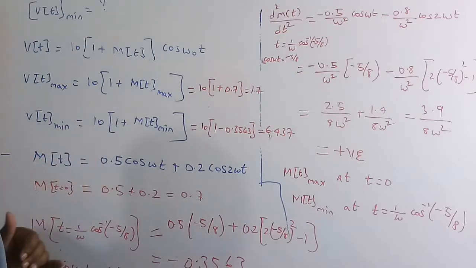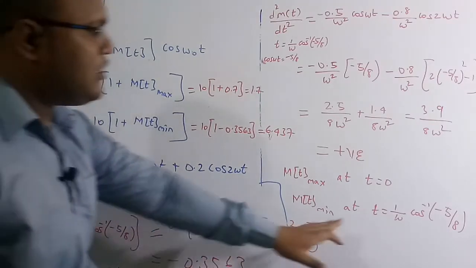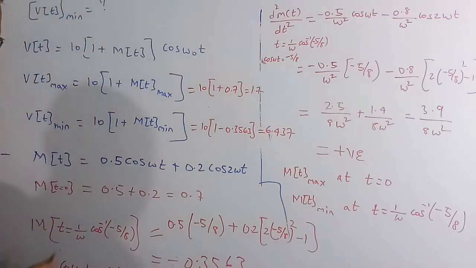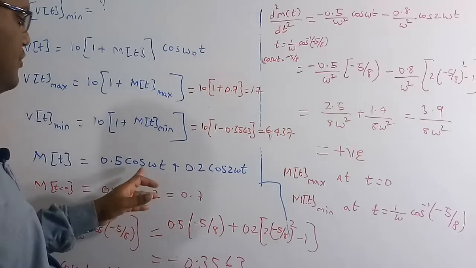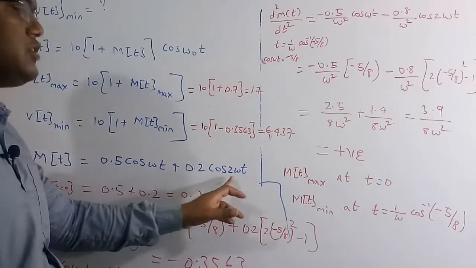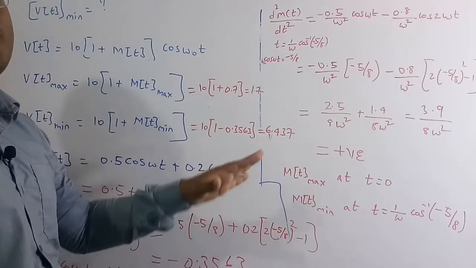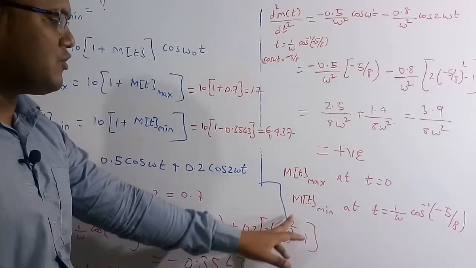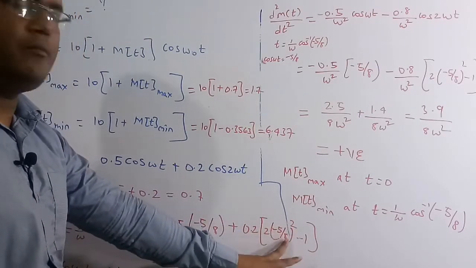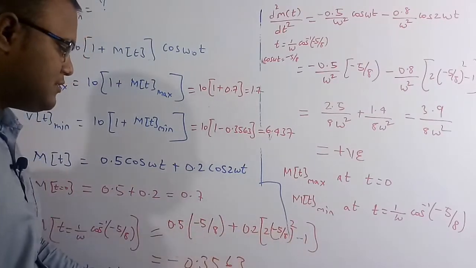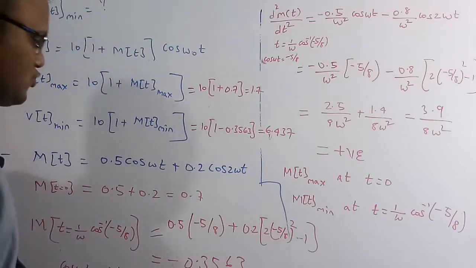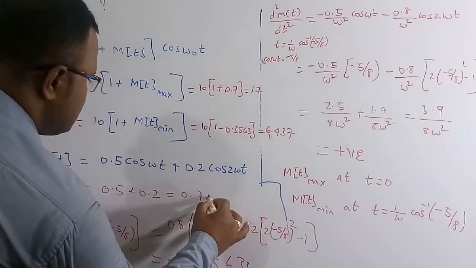and similarly now the minimum value of m of t we need to find at a particular instant. This is the instant: t is equal to 1 by omega cos inverse of minus 5 by 8. We can write it in this fashion also, cos omega t is equal to minus 5 by 8. So wherever cos omega t is there, we just substitute minus 5 by 8. Cos 2 omega t is nothing but 2 cos square omega t minus 1. So cos omega t means minus 5 by 8. If you solve this one, we are going to get minus 0.3563. So this is the minimum value and this is the maximum value.